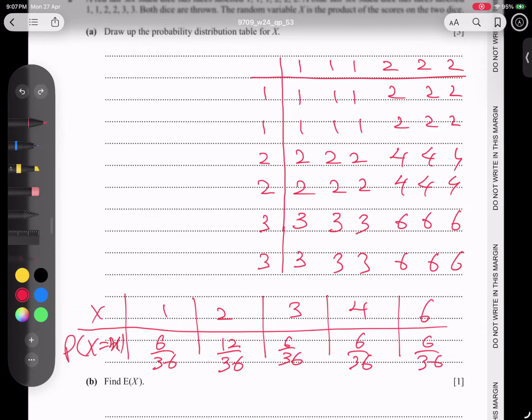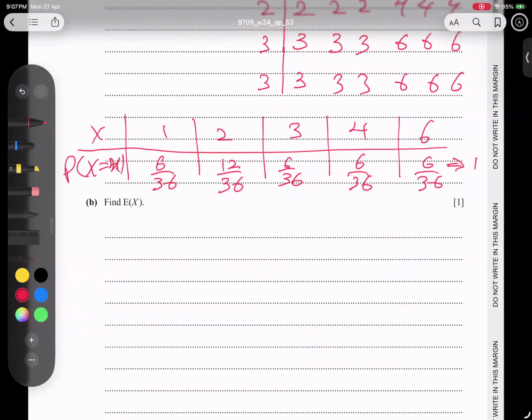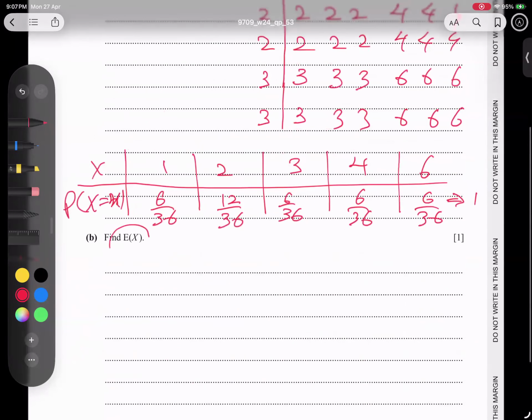Check it. 6, 12, 18, 24, plus 12, 36. The sum is coming to 1. So it is evidence that it is done right. Now we go for the mean. E of X is called the mean. How do we find the mean, students?